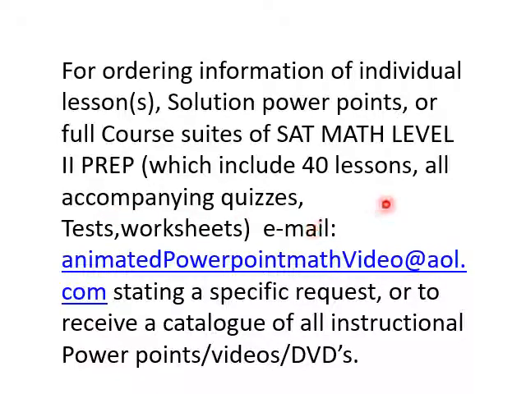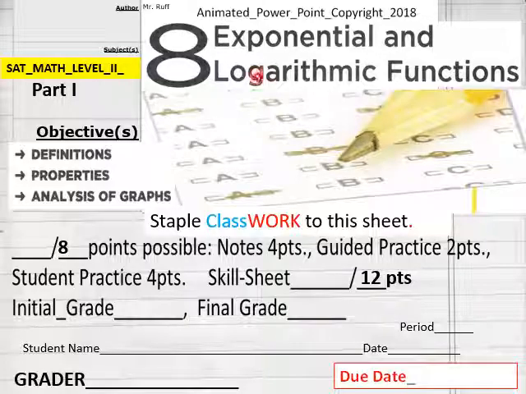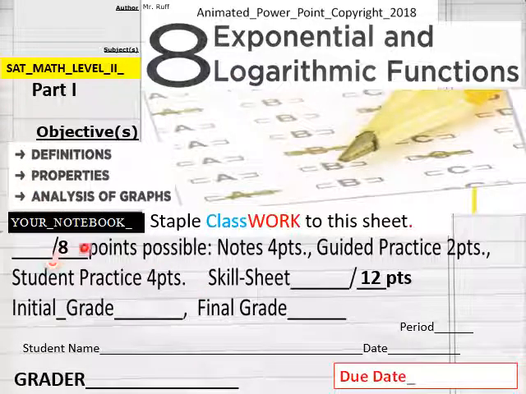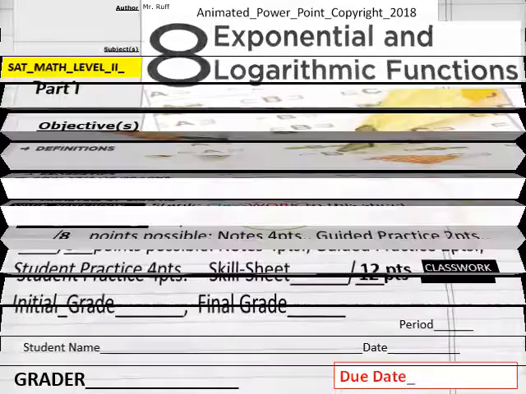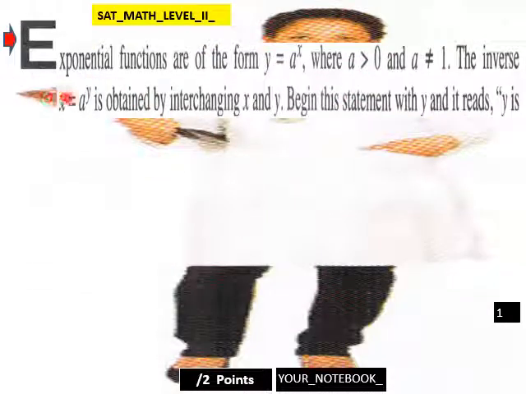Hello everybody, we're getting ready to do Section 8, SAT Math Level 2 preparation. And this is exponential and logarithmic functions, part 1. You've got 8 points on your notebook guide, have that out. 12 points on your classwork sheet, have that out as well. Name, date, period, in my classroom, due date for onliners and homework. Page 1 of Chapter 8.